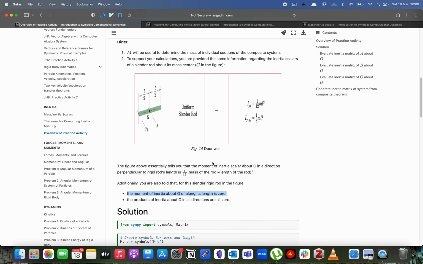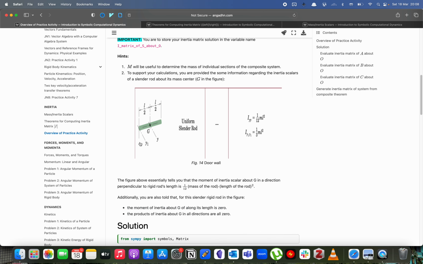Okay, it's in all directions that it's 0 for the products of inertia, and the moment of inertia is just along the length, right? So that means that if there's a y here, and let's say there's an x going upwards, those two moments of inertia would be 1/12 ml², where m is the mass of the pipe and l is the length of the pipe, right? You can see all of that information is here.